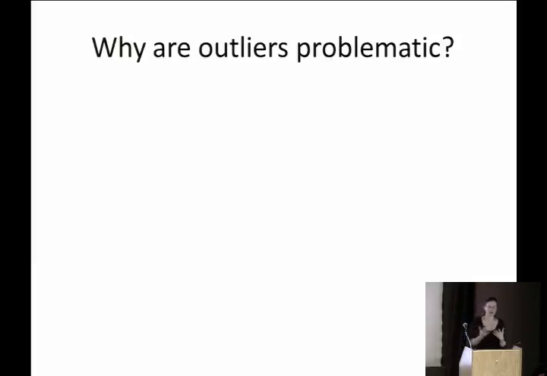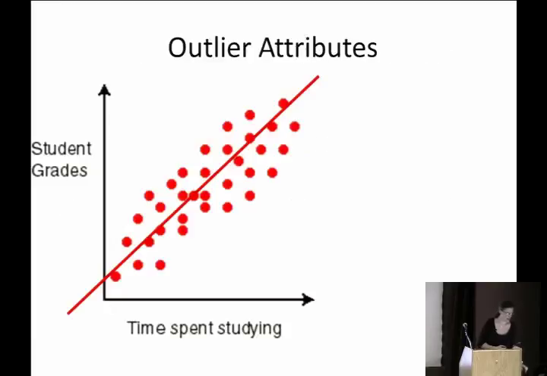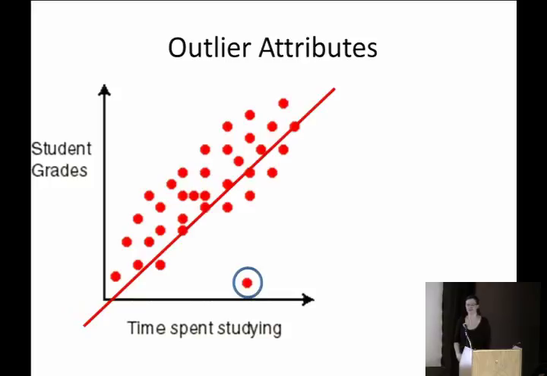So we're going to talk about really why they can cause issues. And really it depends. It depends both on the analysis you're trying to perform, and it depends on the attribute of the outlier. Outliers can affect things in different ways depending on where they exist. So if this was our starting point, right, this is the true model we actually want to know about. And then we add a point down here.